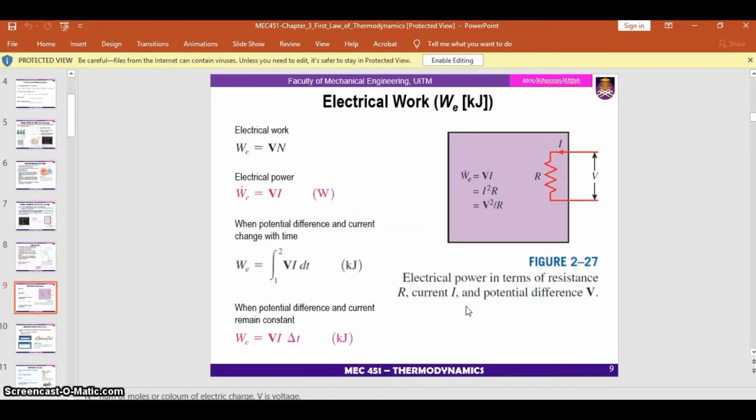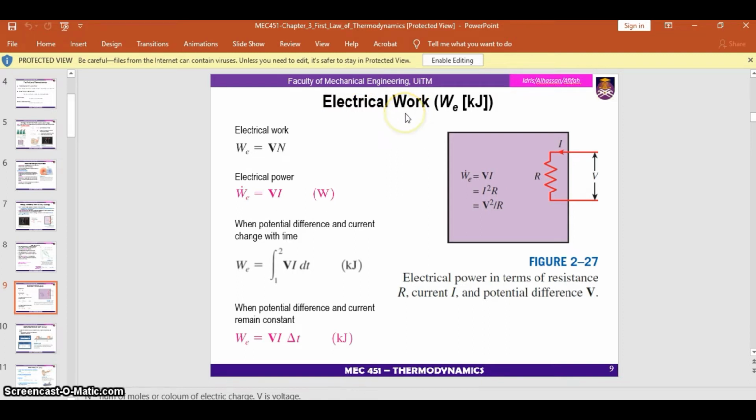Then we continue to the first law based on number 3. What I want to tell you here is about the work that we can calculate. Previously, I only told you that work is W equals the integral of P dV. That is the work for the moving cylinder. Besides that, you can also calculate the work found in electrical work.